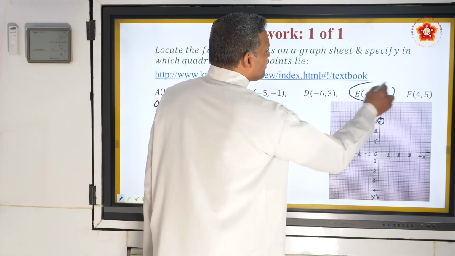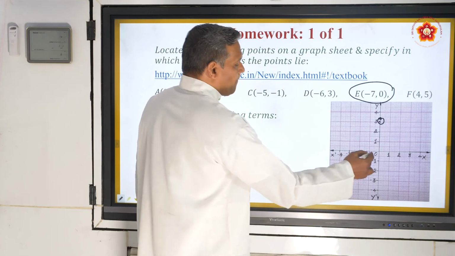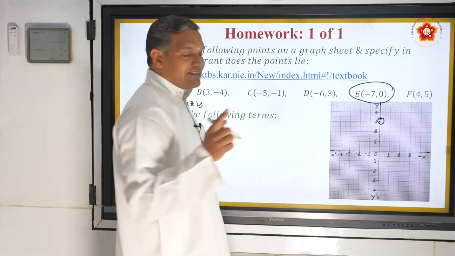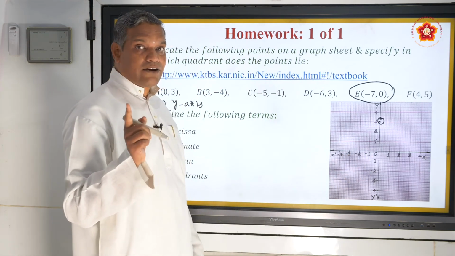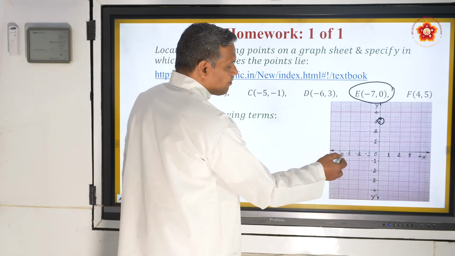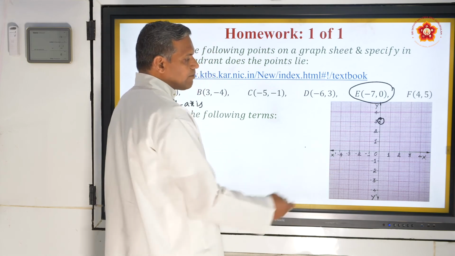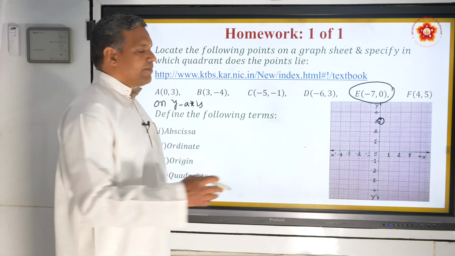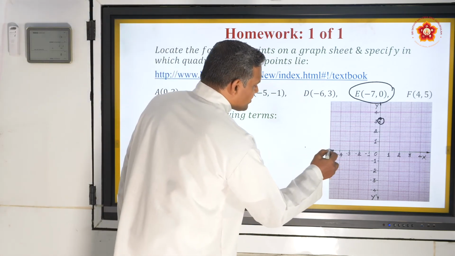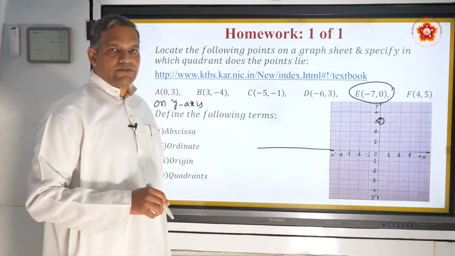One more tricky point is given: (-7, 0). I said I am going to tell you the significance of arrows. Here the numbers are -4, -5, -6, -7 coming here. Can I use the same graph? Of course, yes. Why? Because I have given the arrow marks. I can extend it to infinity. There is no limit for that graph.